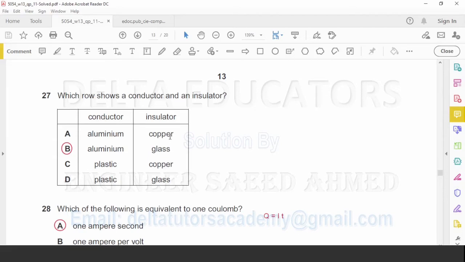Now in option A, in insulator it is given copper, in B it is given glass. Copper is also a conductor, copper is not an insulator. Insulator is given here in option B. Glass is an insulator, so our correct option is option B, where for conductor it is given aluminum, for insulator it is given glass.